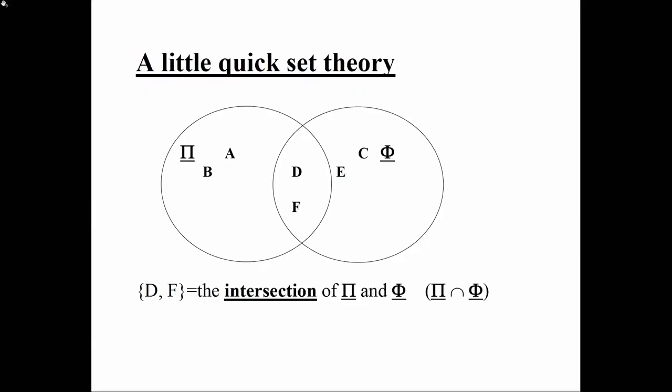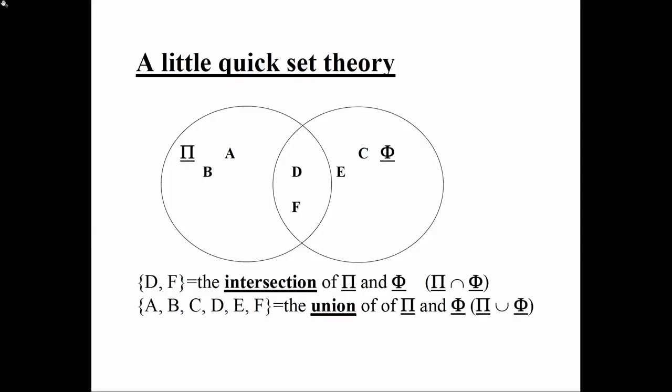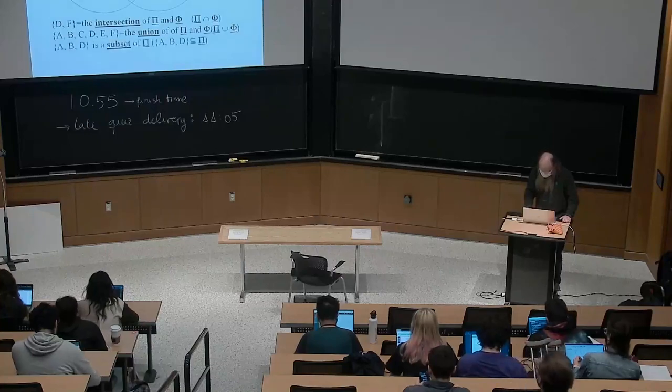We say that d and f is the intersection of pi and phi. And that little hoop is the thing that you use to express intersection. And we say that a, b, c, d, e, and f is the union of pi and phi. Where I have, for some reason, used the word of twice. I'll try to fix that before I put up the slides. And the little thing that looks more or less like a U is the expression for union.